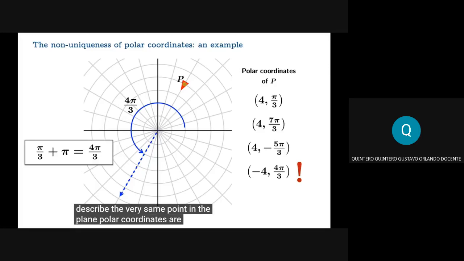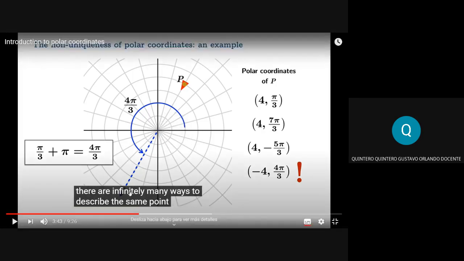Polar coordinates are non-unique. There are infinitely many ways to describe the same point. Here we just named 4. Four ways of describing the same point P. But all you have to do is pick one of these and add a circle. That's it. You have a different way to describe the same point.